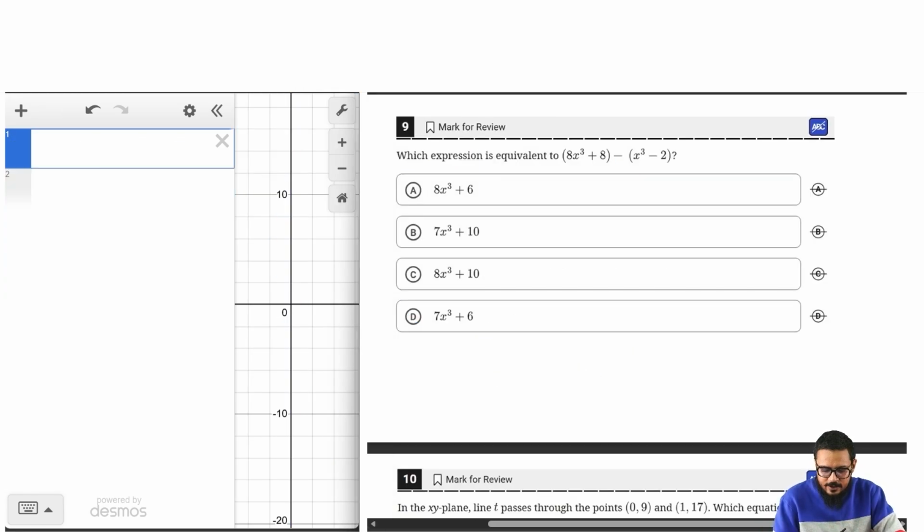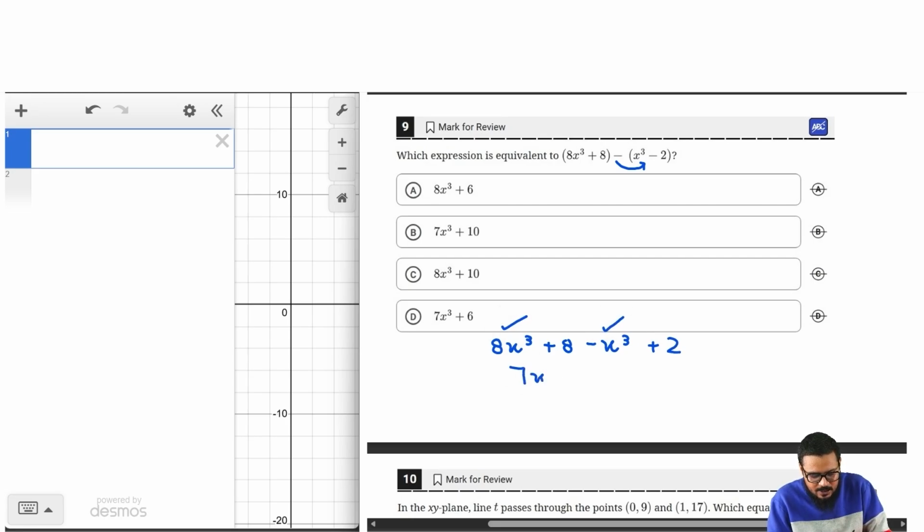So we have a cubic expression in this question, and I just have to simplify it. So 8x cubed plus 8, and you have to be extra careful that this minus is going to multiply with all the terms inside your parentheses. So minus times 1x cubed would come out as minus x cubed, and minus times minus 2 would be plus 2. So we have 8x cubed minus 1x cubed, that would be 7x cubed. And then 8 plus 2 is just 10. And that's mentioned in answer option B.